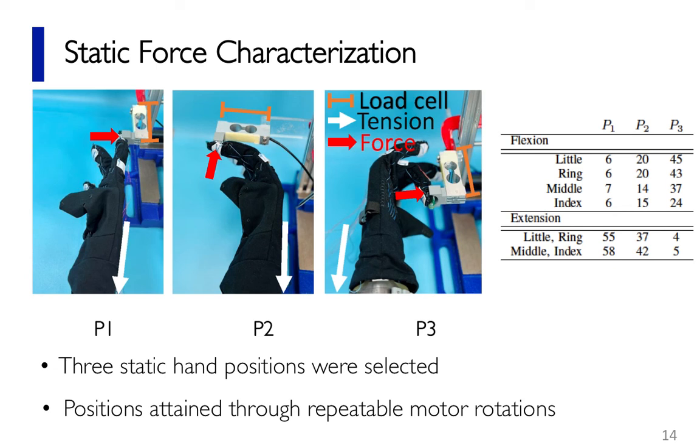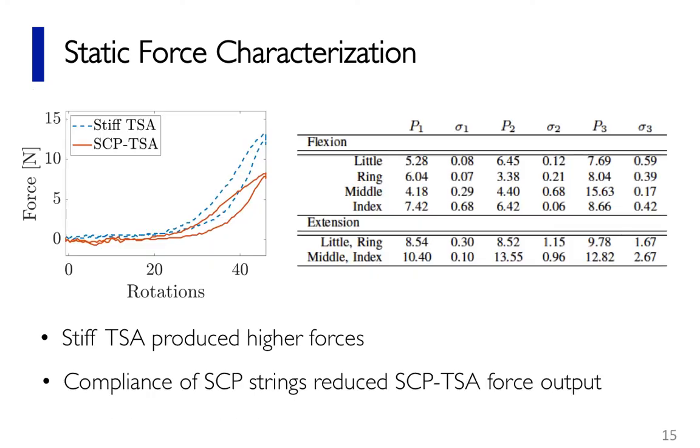In the figures, the white arrow shows the direction of the tension applied to the strings, and the red arrow shows the direction of movement of the finger when the tension is applied. For each position and each finger, the force test was repeated 3 times.